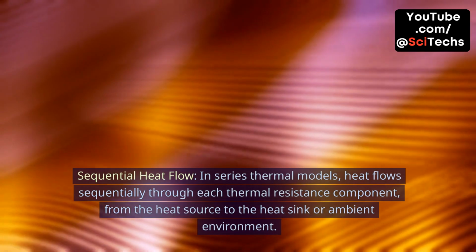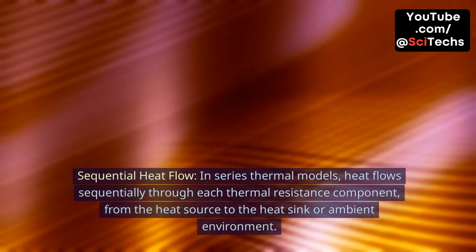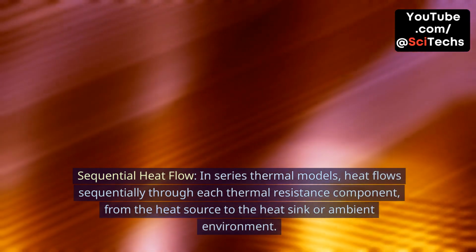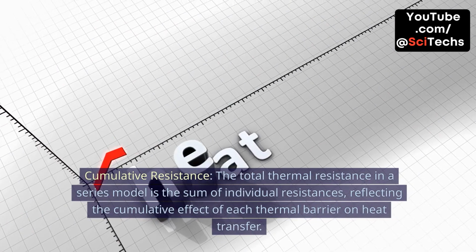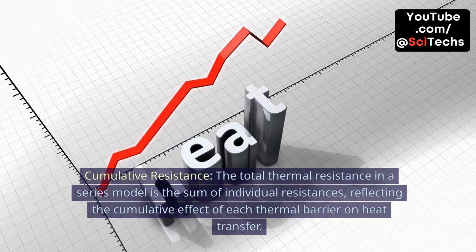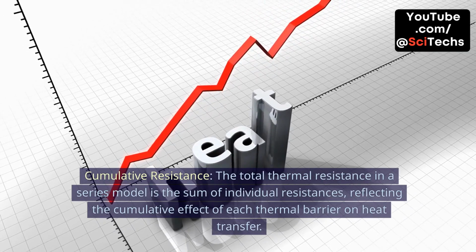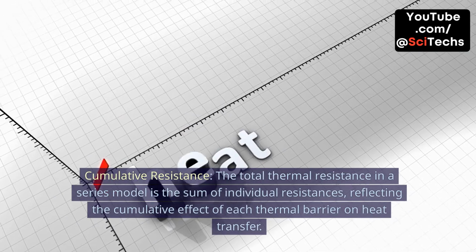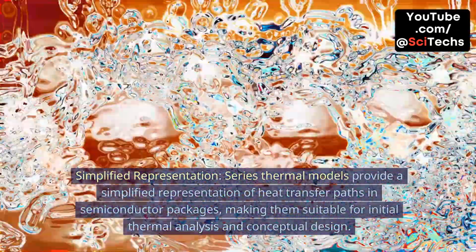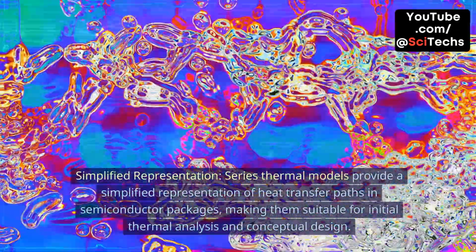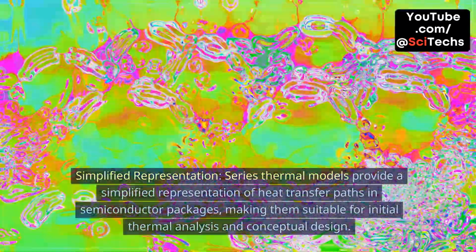Characteristics of series thermal models. Sequential heat flow. In series thermal models, heat flows sequentially through each thermal resistance component, from the heat source to the heat sink or ambient environment. Cumulative resistance. The total thermal resistance in a series model is the sum of individual resistances, reflecting the cumulative effect of each thermal barrier on heat transfer. Simplified representation. Series thermal models provide a simplified representation of heat transfer paths in semiconductor packages, making them suitable for initial thermal analysis and conceptual design.